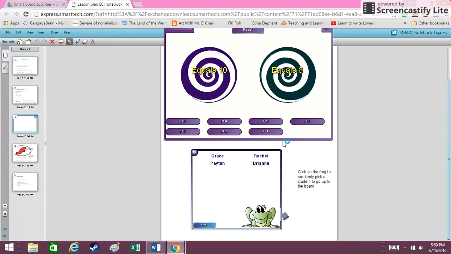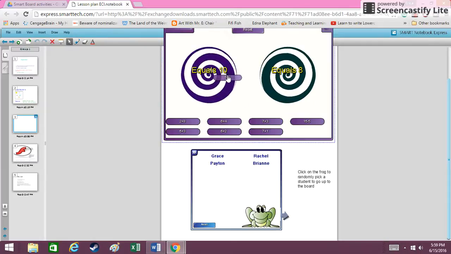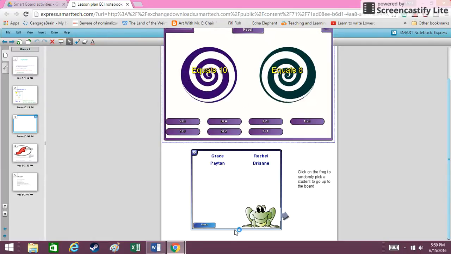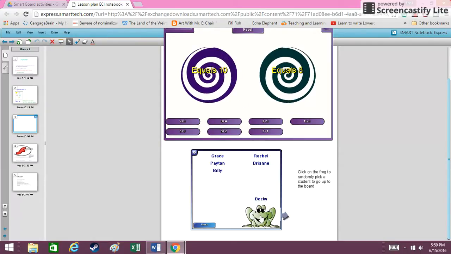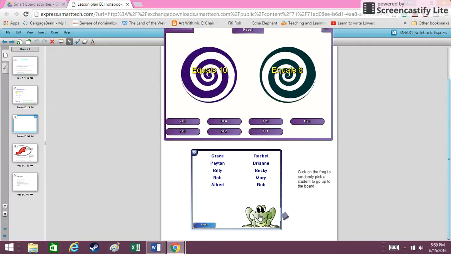All right, Brienne. She's going to pick 5 plus 5. What's that equal? 10. Good job. Let's go through each classmate until we've used them all, and then we can play again. There's several different ones we can play with different numbers.